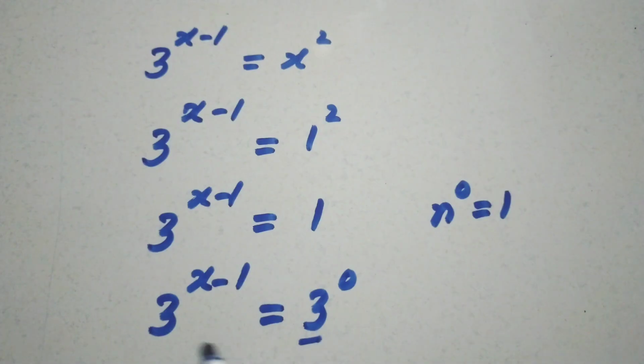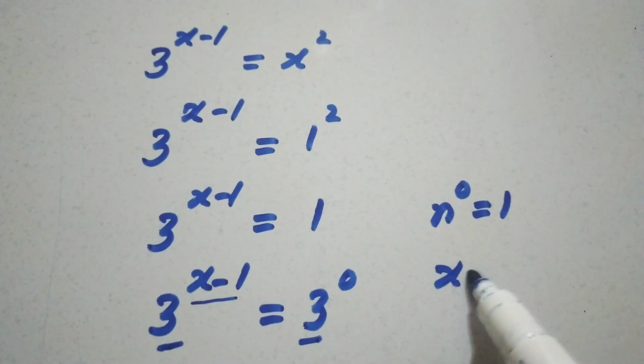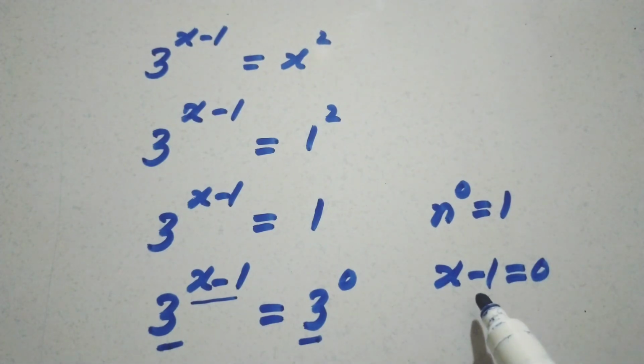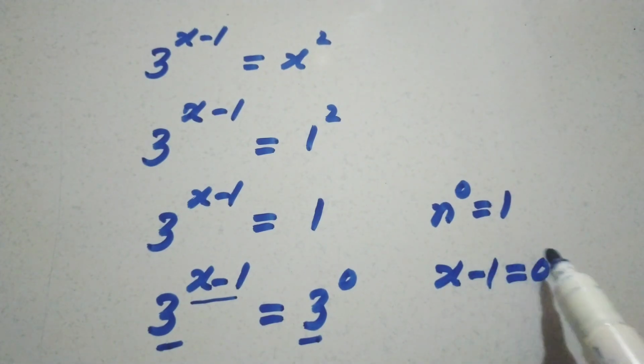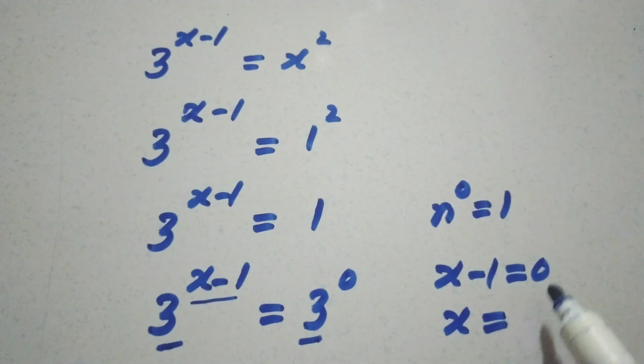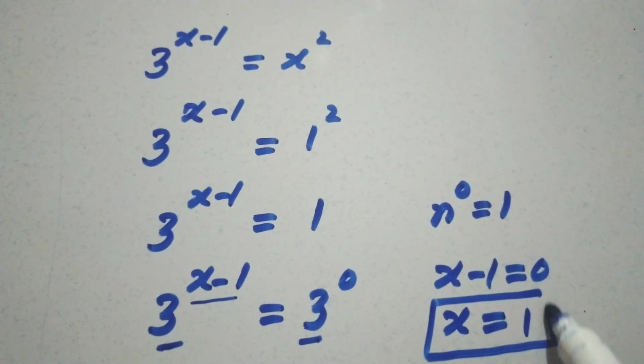So here, comparing the bases, we get x minus 1 is equal to 0, and by moving this negative 1 from the left hand side to the right hand side we get 0 plus 1, which is 1. So this is the second solution.